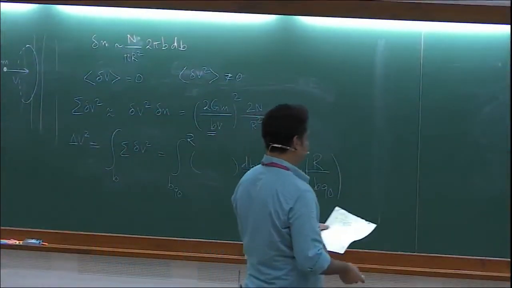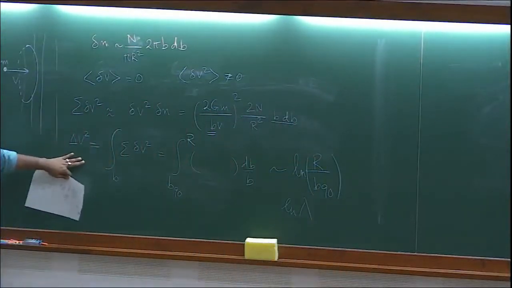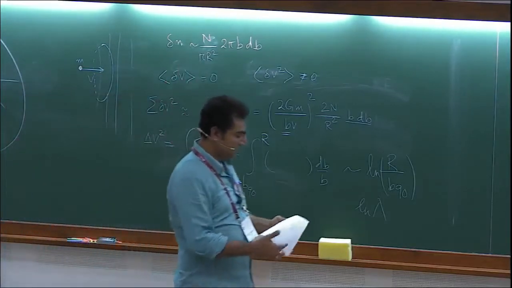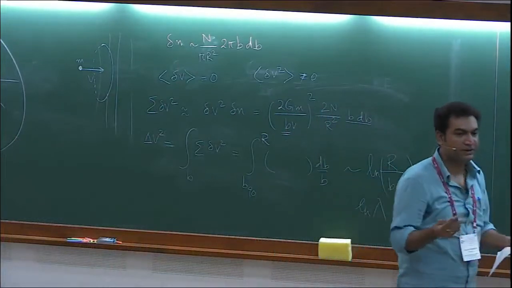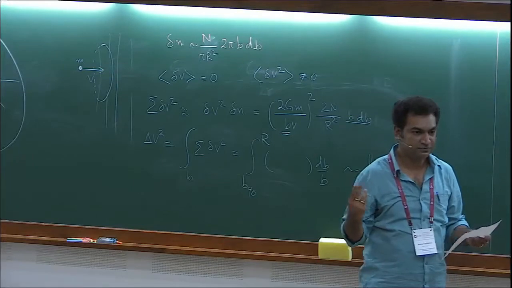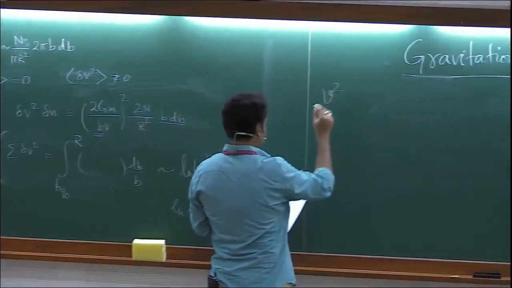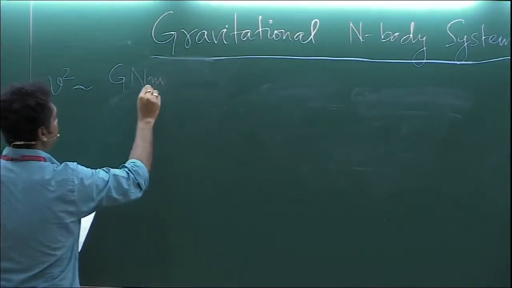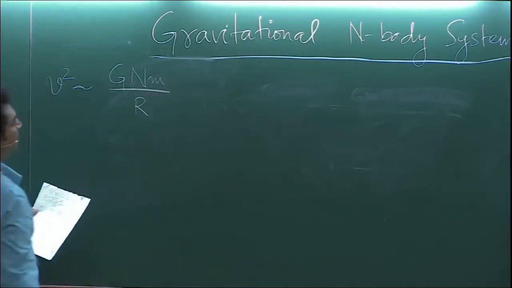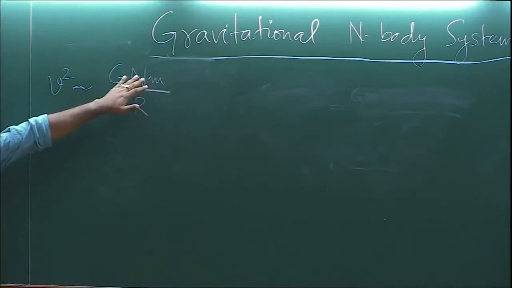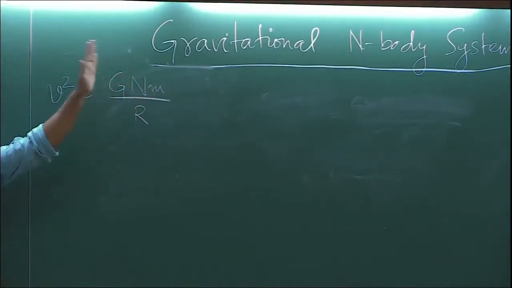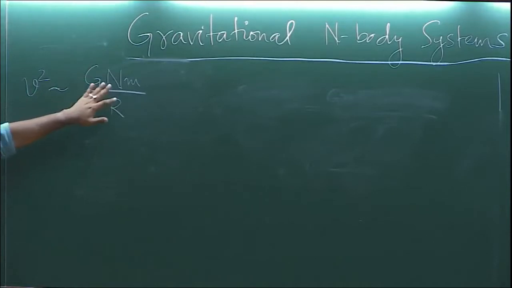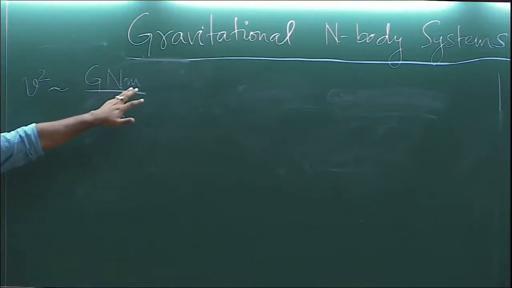So we have already seen that this is roughly the form of delta V square, and delta V is zero. Let's compare it with what is a typical V square. V square is of the order G times N times M over R. In real systems, you will have an integration here, so it will be dN dM integrated over all M. But that's too much to write, so let's just write it dimensionally as N times mass per star.